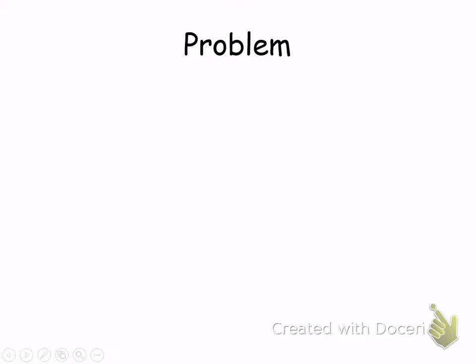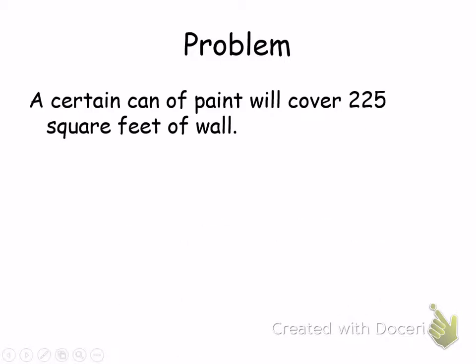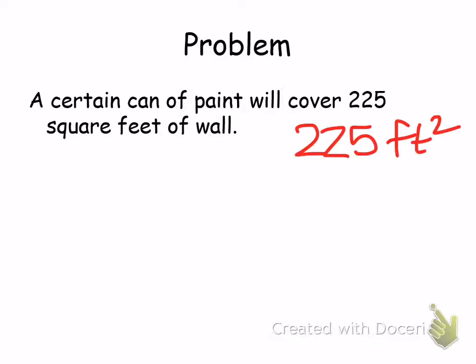First problem we're going to try today is this. A certain can of paint will cover 225 square feet of a wall. With area, your label will always be square units. So you will often see the word square written, or you can see a little square written after the unit. So if this is square feet, you could see 225 feet squared written just like that, or 225 square feet. Either way would be fine.